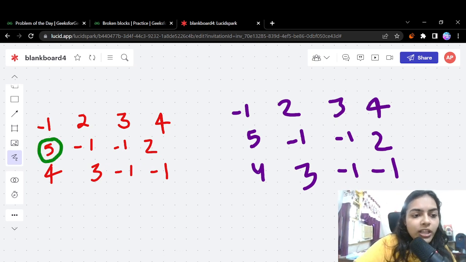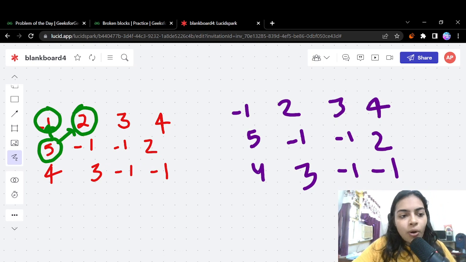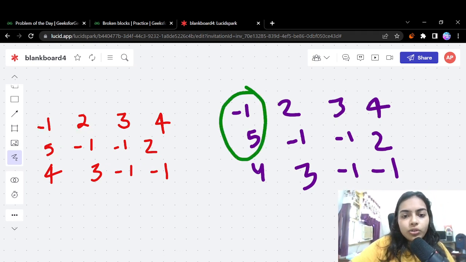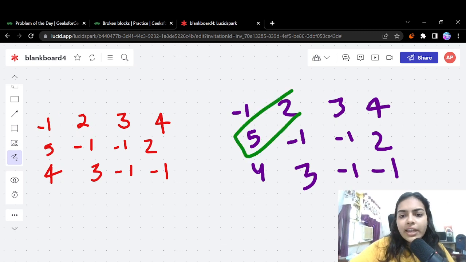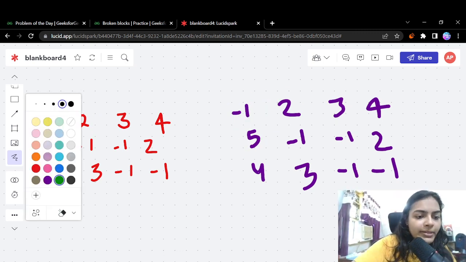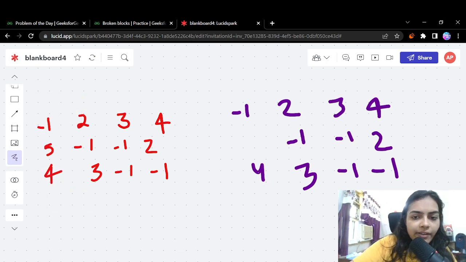So for this box, what are the possibilities? Either you come from above or you come from diagonally right. Now this is -1, so this is useless. You will not consider this value, so you will just take this value. So 5 plus 2 will be 7, so I will replace this and write 7 here.